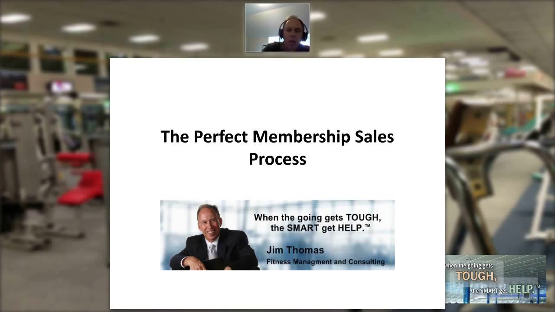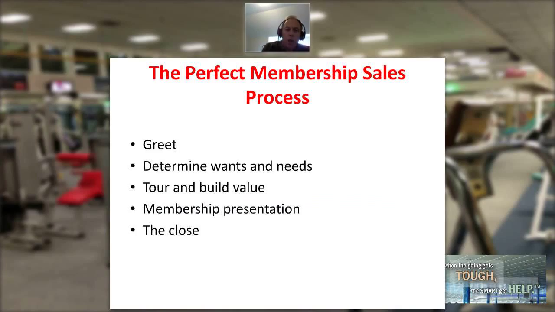Our topic today is the perfect membership sales process. Here we go. Number one is you want to greet the customer when they come in and do the following. You're going to welcome them to your gym. You're going to say, "Hey, it's great to see you today," and have them register on your guest register. You want to take control of this interaction immediately.